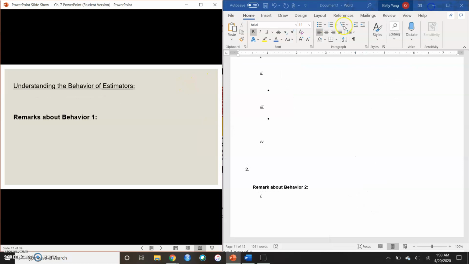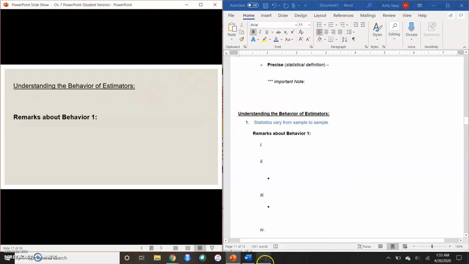Okay, so now I'm going to start talking about some behaviors of estimators, or some behaviors of statistics. The first behavior is that statistics vary from sample to sample. It might be true that, let's say, 25% of my class prefer the color red, but another Math 1150 class might have a 50% proportion that prefer the color red, and another Math 1150 class might have all of them prefer the color red. So statistics vary from sample to sample. It's not going to be the same number each time.